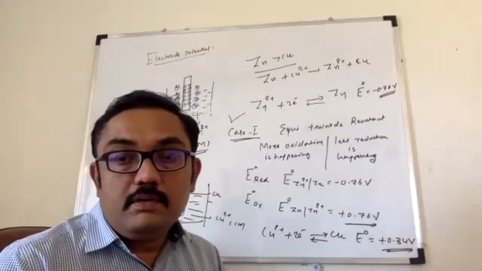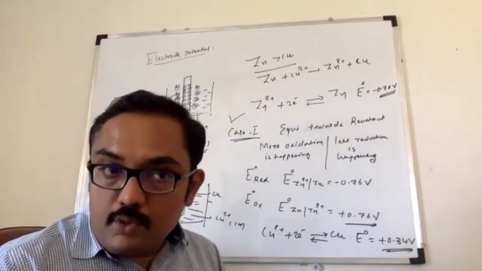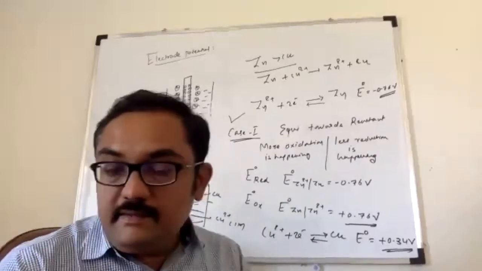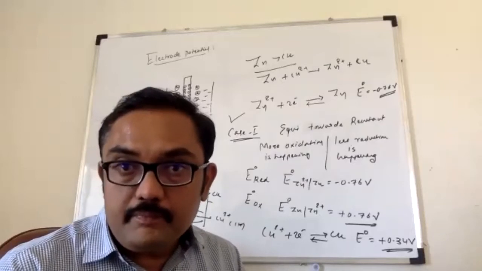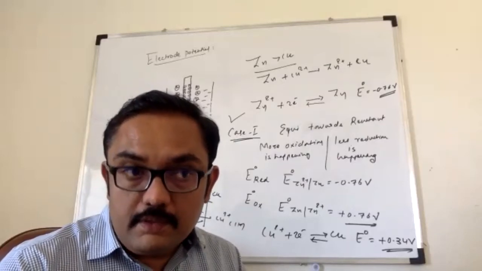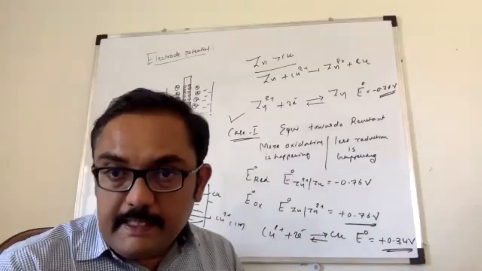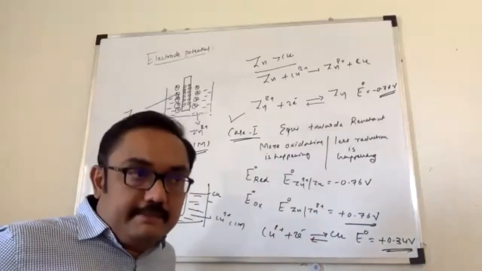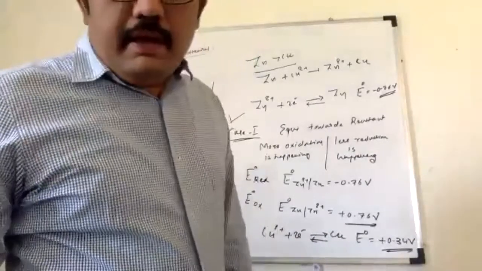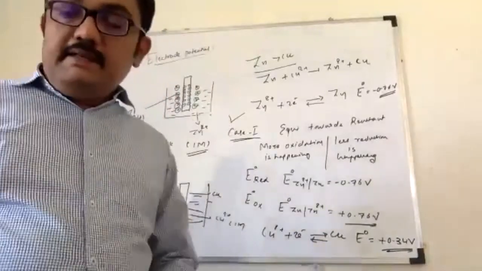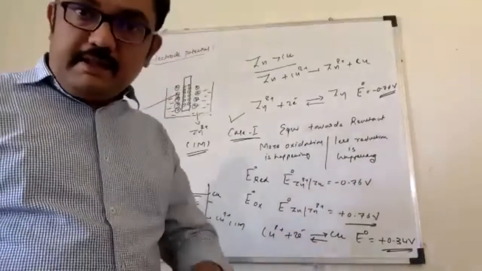High potential, better oxidizing agent, poor reducing agent. If the reduction potential is high, if the reduction potential is positive, then it is a better oxidizing agent and a poor reducing agent, and the metal is less reactive. The metal can be concluded as less reactive.